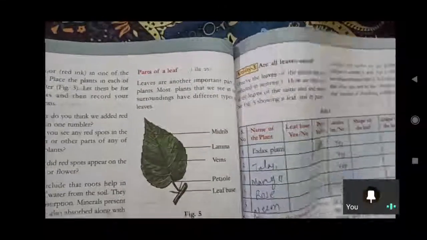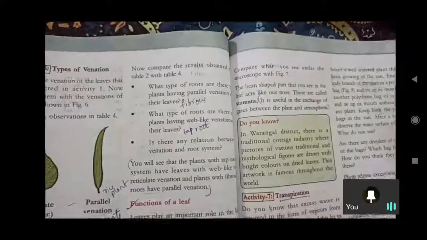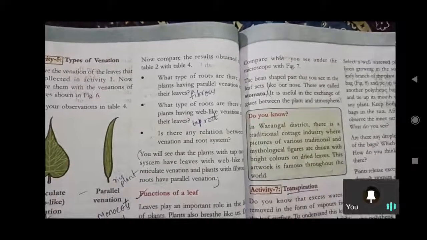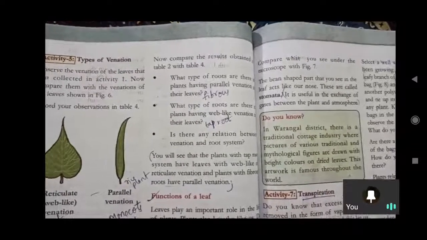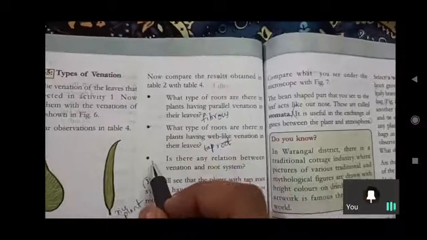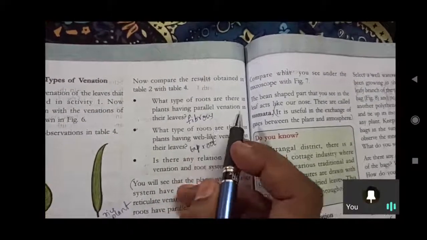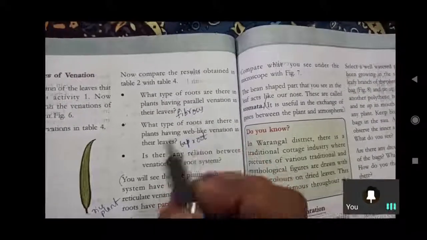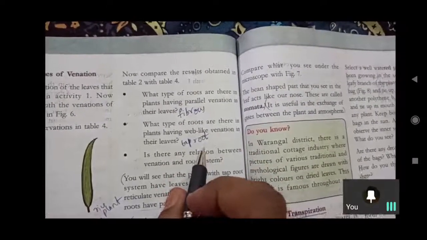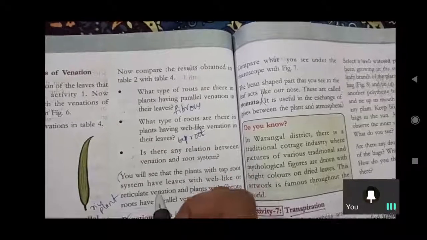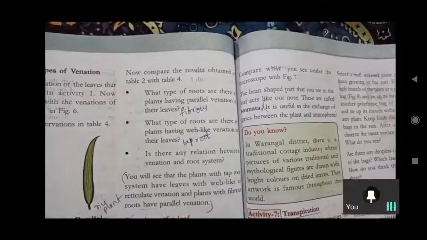Okay, and these are giving skeleton structure and shape to the leaf. So without that there is no structure and shape to the leaf. So in that manner we can understand. And the plants having parallel venation have fibrous roots, and the taproot plants have web-like venation. Okay, so in that manner we can understand.